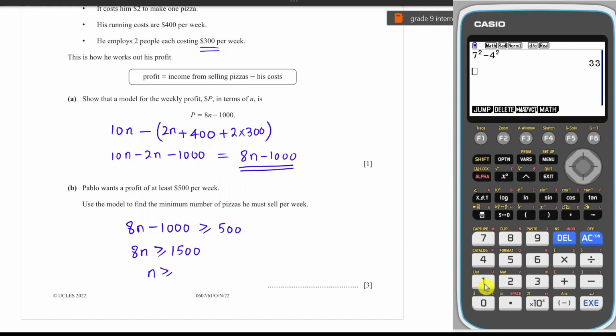So let's see, this is 1500 divided by 8. That gives us 187.5. But this is at least, so I cannot have 187.5. So my final answer has to be the next integer after that, which is 188.